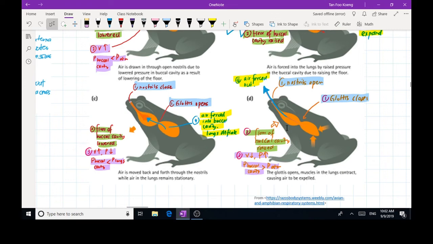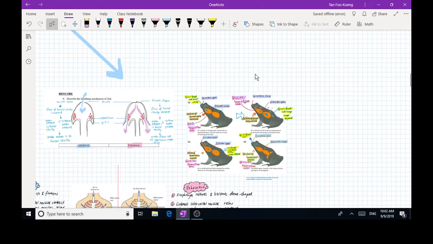Now next part, okay, which is the last step. Glottis closes, nostrils open, and then the floor of the buccal cavity right now is raised up. Since the air has nowhere to go, the air can't move in because the glottis closes, so the air is forced out into the atmosphere.